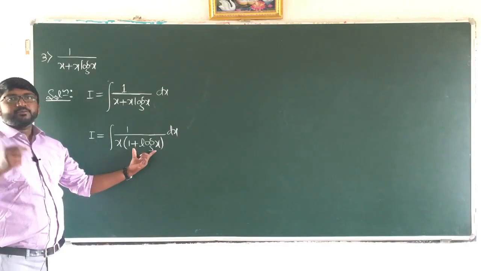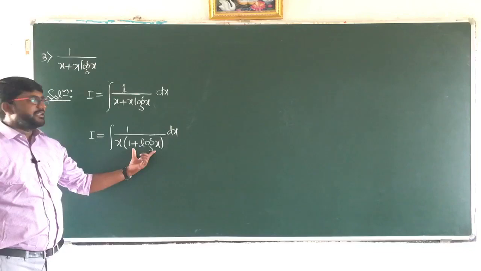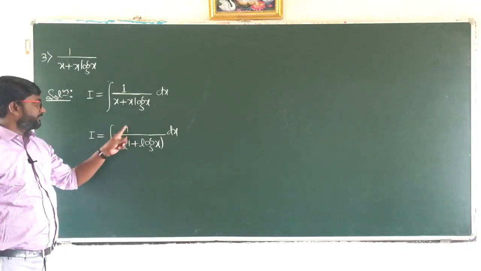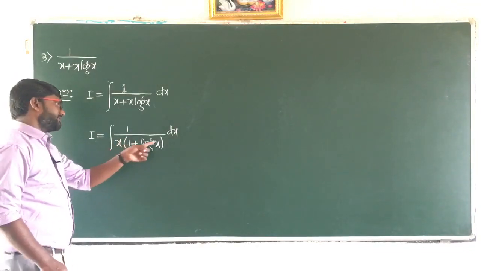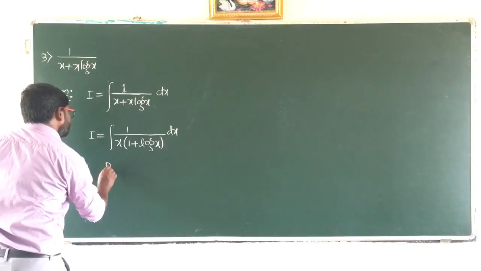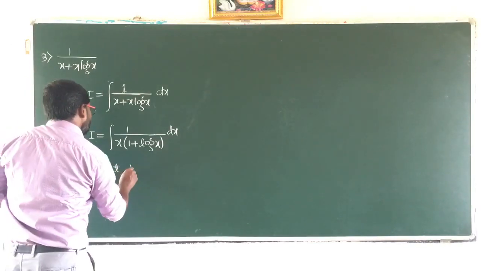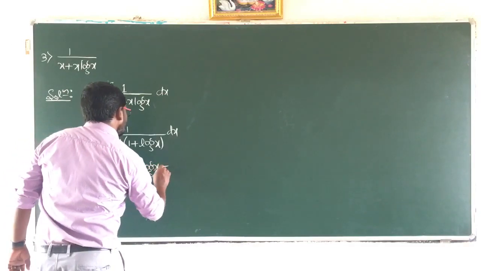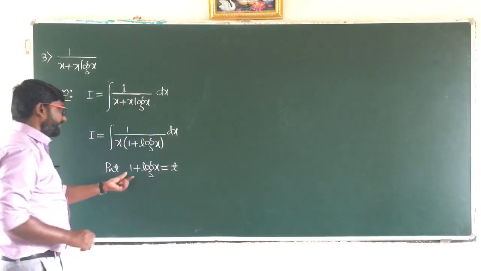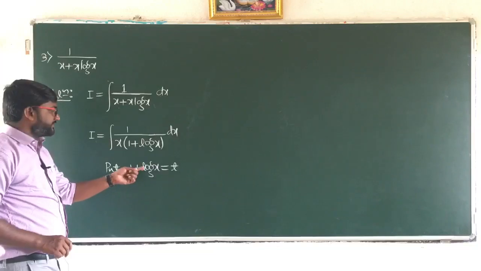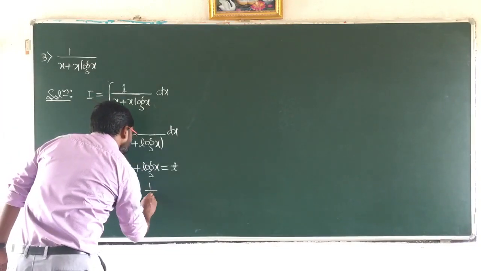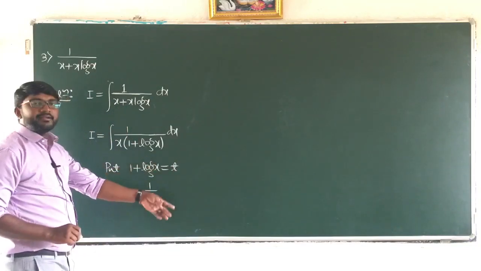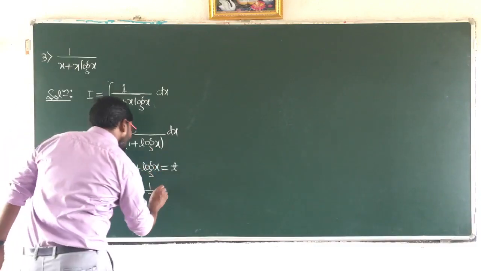If we differentiate 1 plus log x, we have the derivative in the denominator, that is 1 by x. So now take this as t. Put 1 plus log x is equal to t. Now differentiation of 1 will be 0. Now differentiation of log x is 1 by x, which is equal to dt by dx. Now take dx to the LHS.